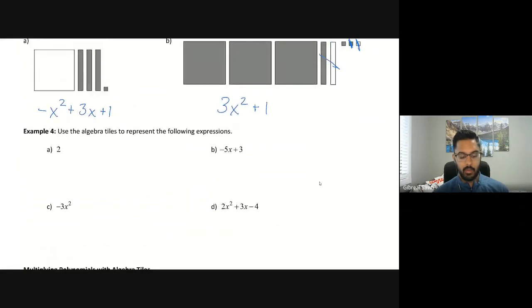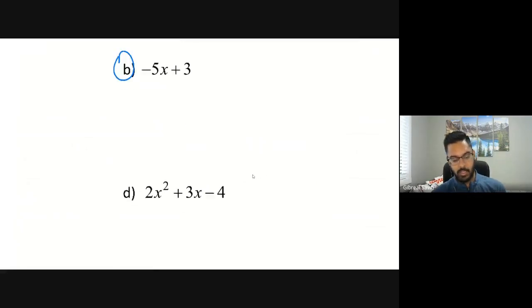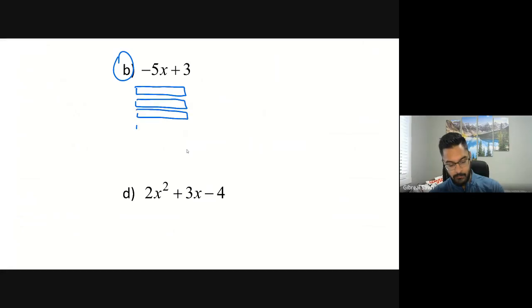We'll maybe talk about just one of these down below. I think we'll just do b here, because this part is relatively straightforward compared to what you learned before. Use the algebra tiles to represent the following. I need to have -5x's. Those ones are unshaded. 2, 3, 4, and 5. And then positive 3. 1, 2, 3.